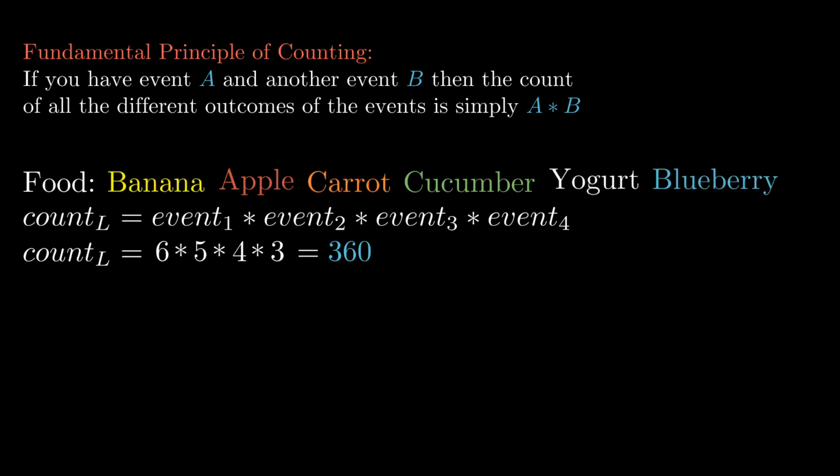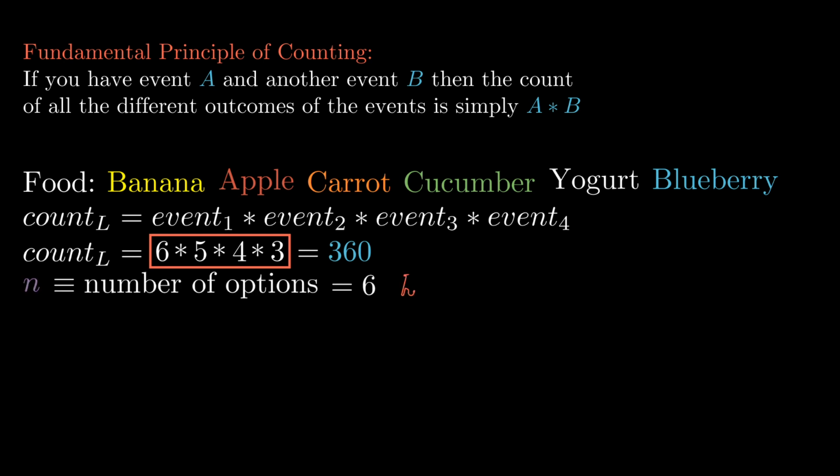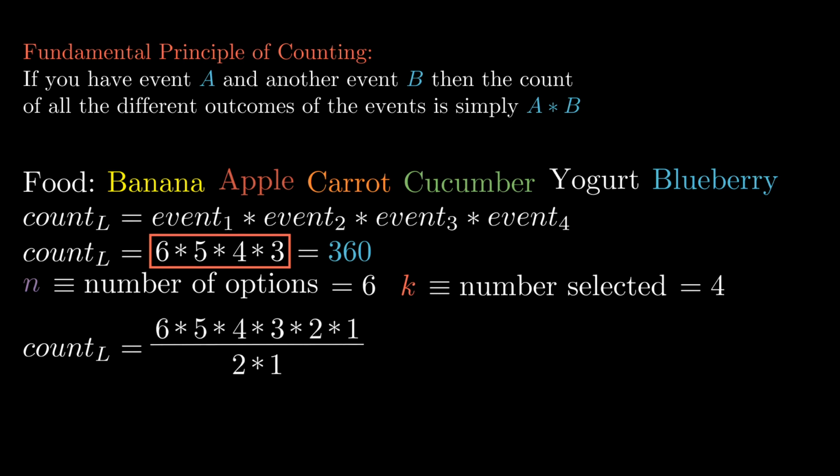But it would help if we could write this using factorial, and in terms of the total number of options, n, and the total number of items we're going to select, we'll call that k. So here n equals 6 and k equals 4. An equivalent way to write our initial equation is 6 times 5 times 4 times 3 times 2 times 1 divided by 2 times 1. Notice the 2 and 1 in the numerator and denominator cancel each other out, and that when we do that, we're back to our original equation.